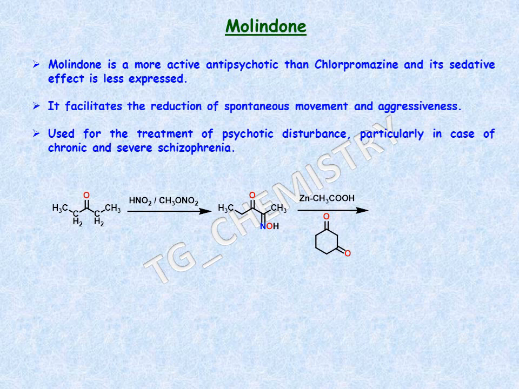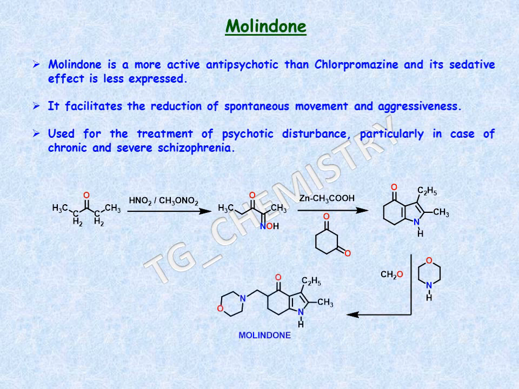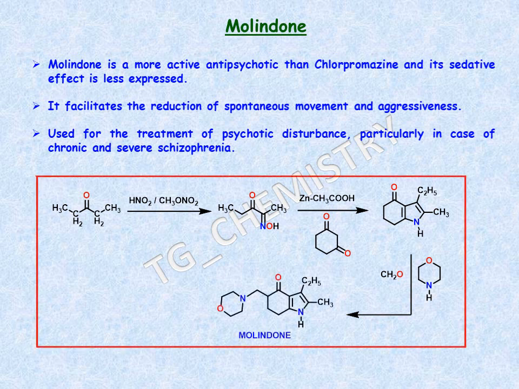Now this product on reduction with zinc and acetic acid will lead eventually to the formation of 2-amino diethyl ketone, and then further reaction with cyclohexane-1,3-dione will give the indole derivative. This indole derivative on further reaction and aminomethylation using morpholine and formaldehyde will give molindone as the target drug molecule. So this is the overall synthetic route for molindone.